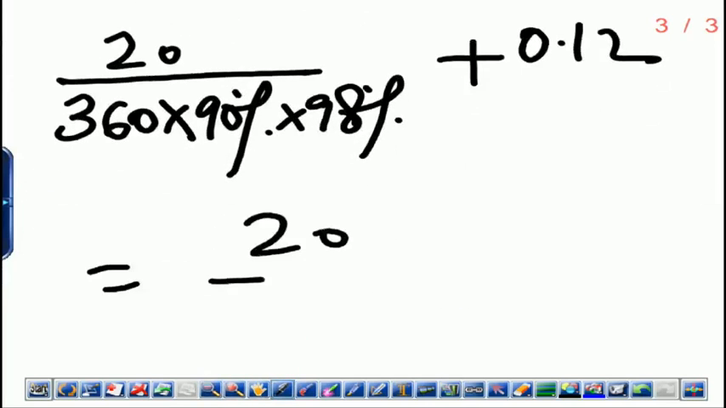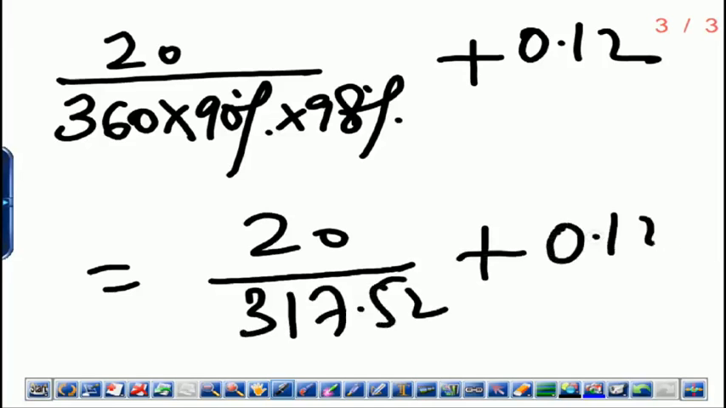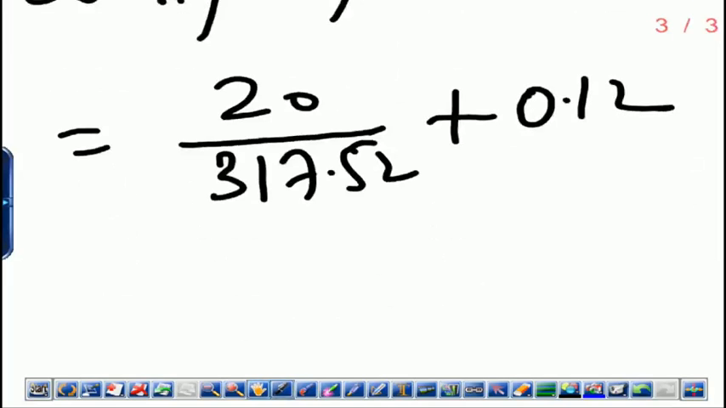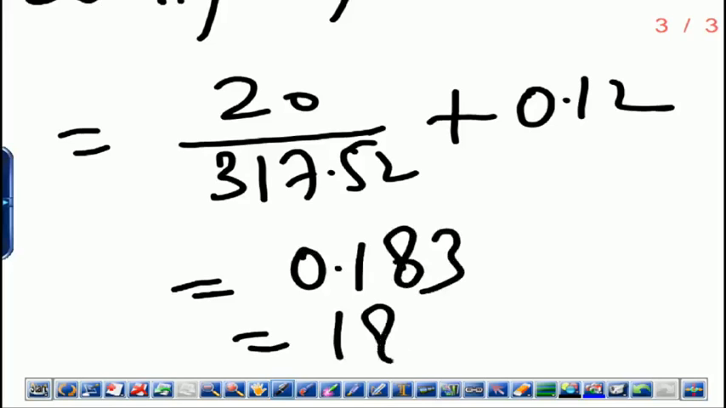So this is 20 divided by 360 into 90% into 98%, which is 317.52. So 20 divided by 317.52, whatever you get, plus 0.12. It's 0.183. So 18.3% is the cost of GDR.